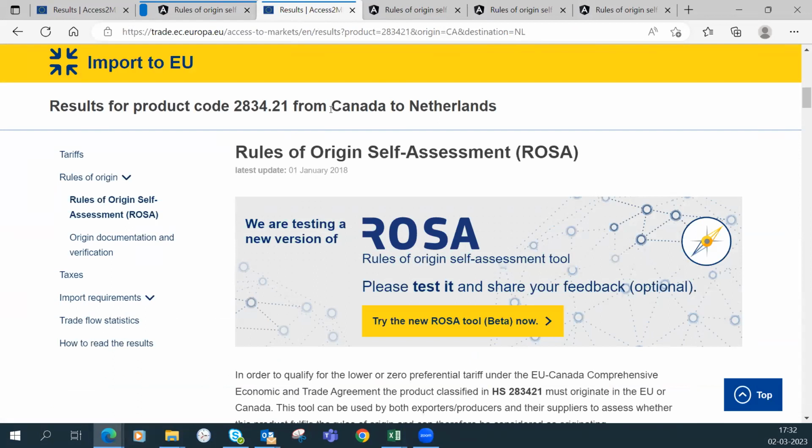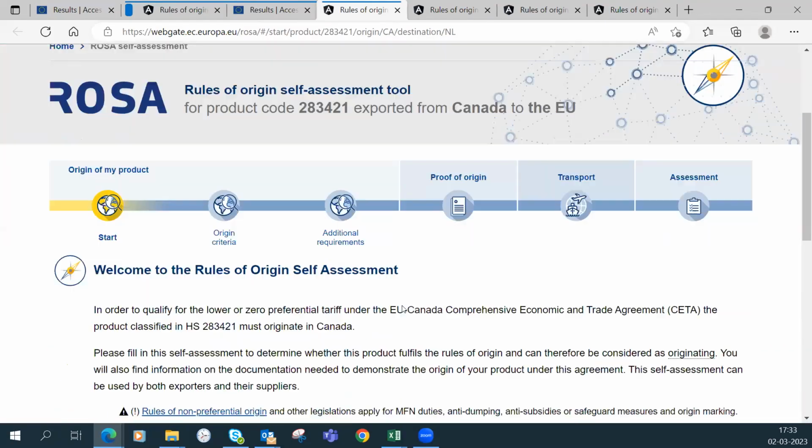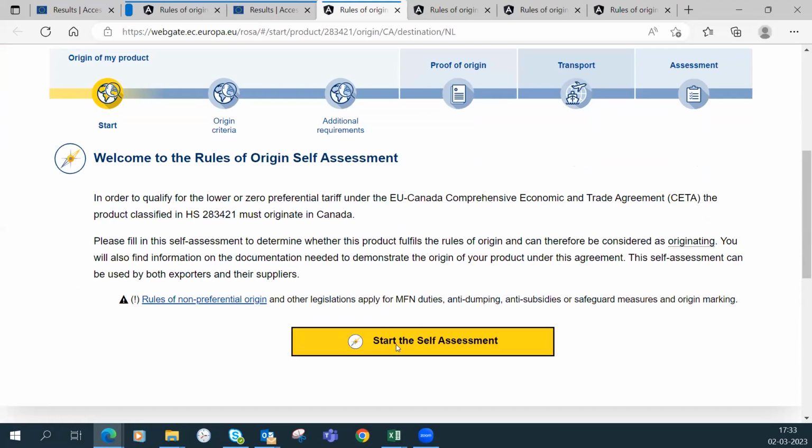So you have imported product from a third party to produce your product. And I have here taken an example of a product in chapter 28, which is, I do believe, a chemical product. So again, here I took the other way around. I want to export this product from Canada to the Netherlands, for example. Again, I go to the entry rule of origin, my self-assessment tool, and again, I start to assess if my product is originating.